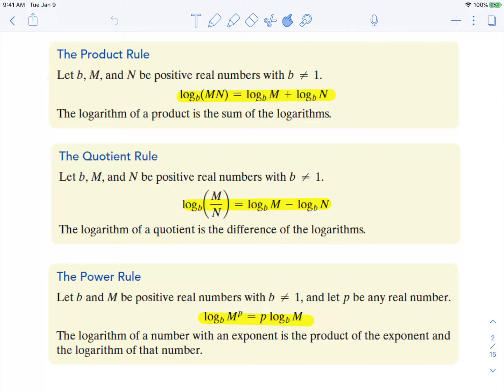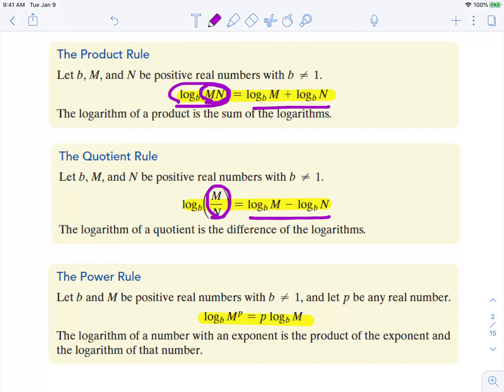All right, this first slide shows you three rules. The first rule is called the product rule. So when you have a logarithm of some base and there's a multiplier in here, you can expand it by adding them into two separate logarithms. The second rule is called the quotient rule. Quotient means divide. So you can separate them out into two logarithms by subtraction.